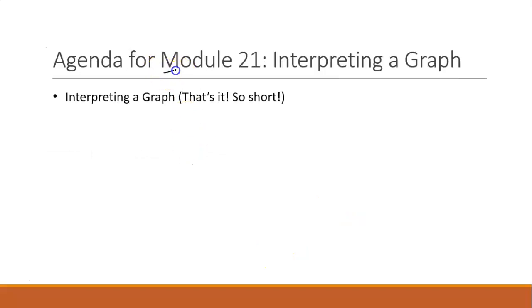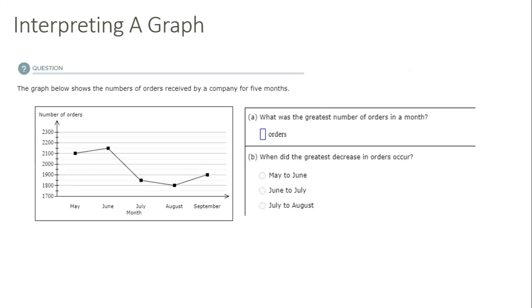New notebook page, you need to write Module 21, interpreting a graph. The only thing we're going to talk about today is interpreting a graph. This will just be one topic when you go to ALEKS. So short, good way to start a Monday. All right. New topic, interpreting a graph, the only one.